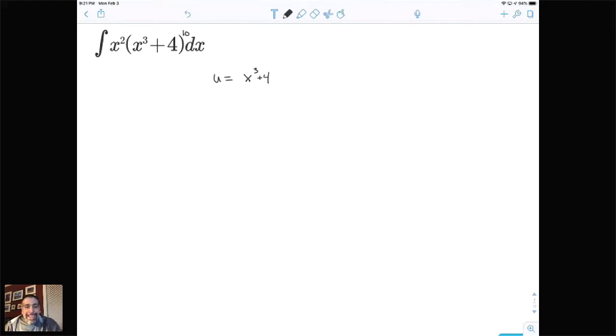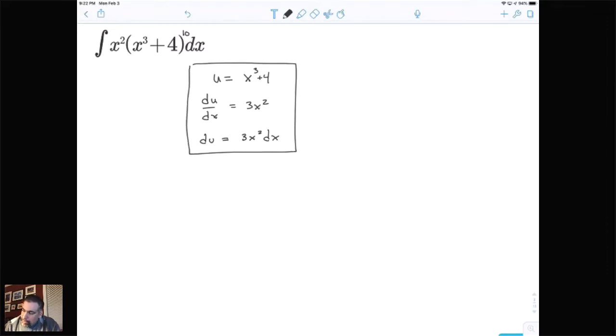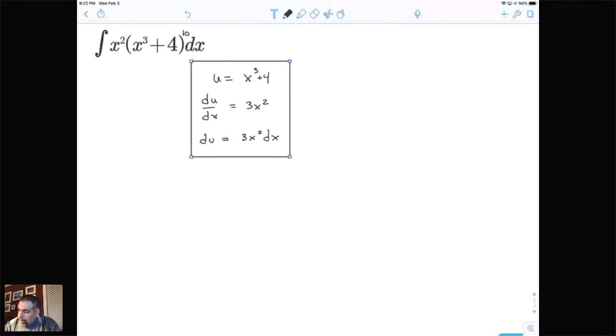So that would be my suggestion for your first choice for U. From there, the next step of U substitution is differentiating both sides of this equation. That would get you du over dx equals 3x squared. And then to go one step further, we're going to multiply both sides by dx to get du equals 3x squared dx. This is going to be the key to trying to bring this to a u integral.